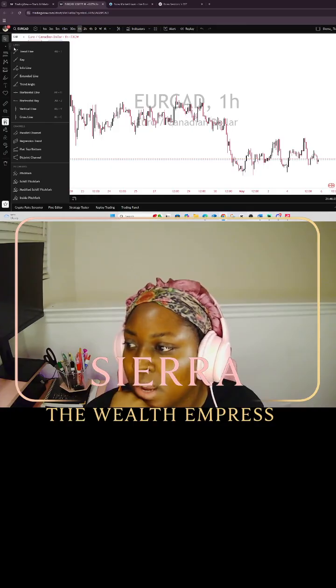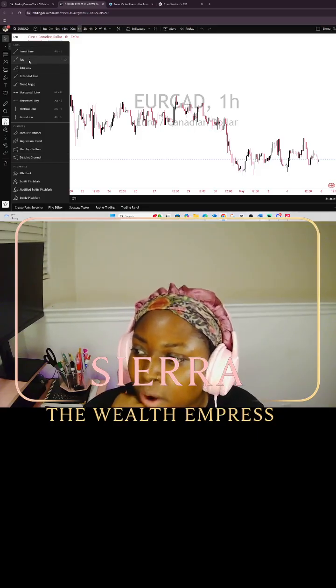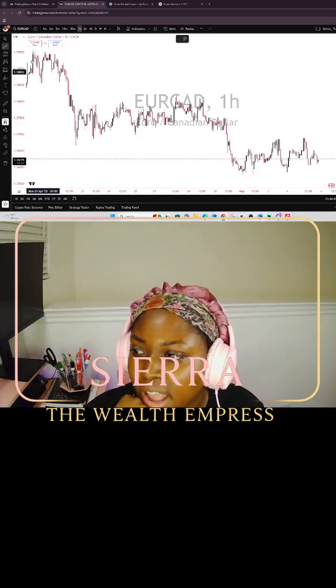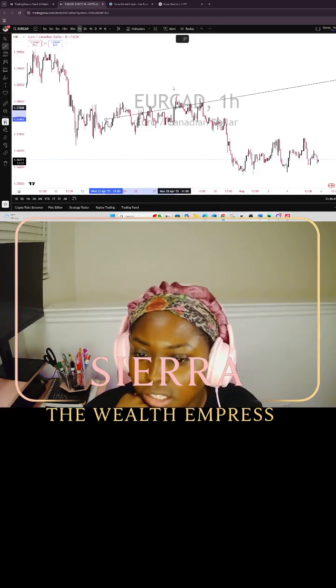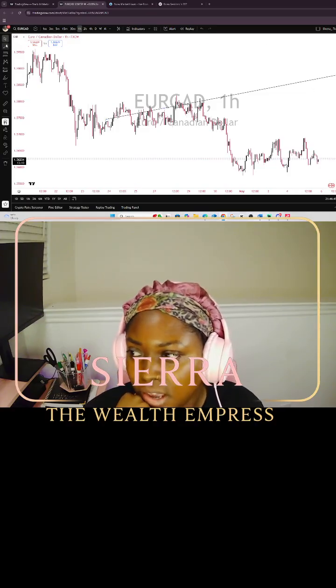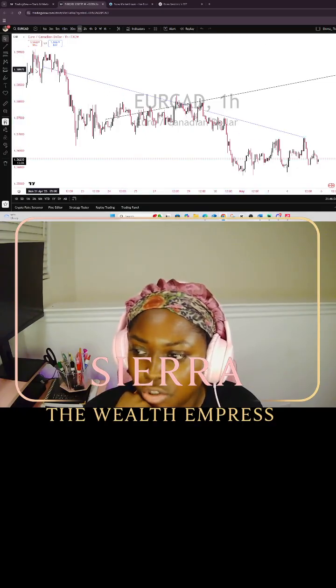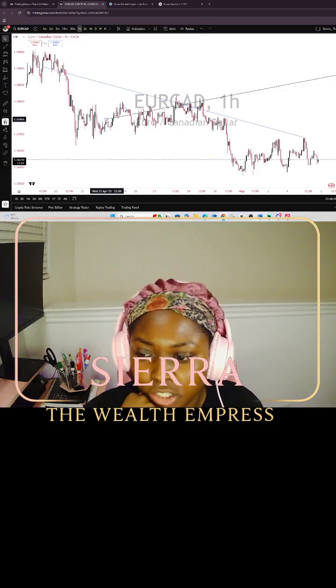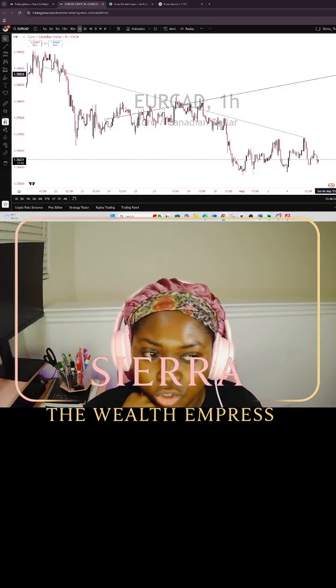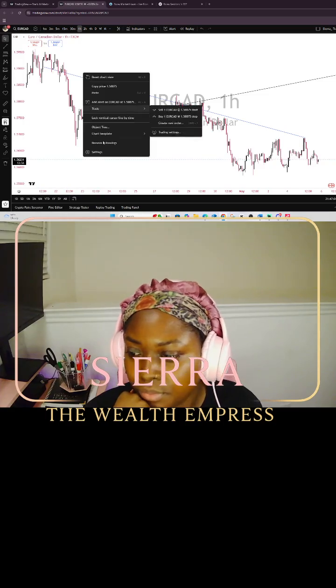The next one is where it houses all of your lines, okay? So you have trend line, ray. A ray is like a trend line, but it doesn't have 2 points. It just has one, right? So you see it's just one-sided. So a ray just goes from one side to the right, okay? And then a trend line, you have 2 where you can put it wherever.